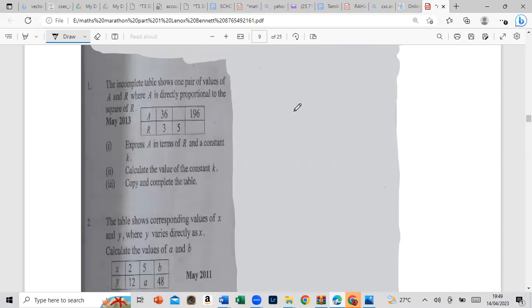They say the incomplete table shows one pair of values of A and R, where A is directly proportional to the square of R. Express A in terms of R and a constant K. Calculate the value of the constant K and then copy and complete the table. You guys able to do this? Anyone?